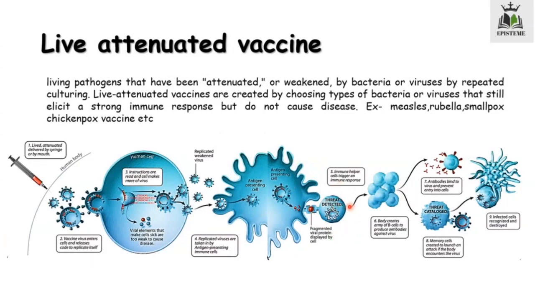And then the T helper cells release the cytokines. These cytokines help to trigger the B cells to produce the antibodies, and the memory cells are also produced. And when the real infection occurs by the introduction of the full-blown, full potential viruses, they will be recognized and destroyed.